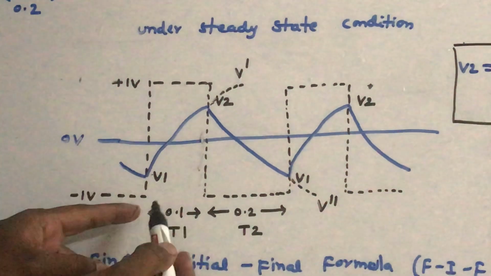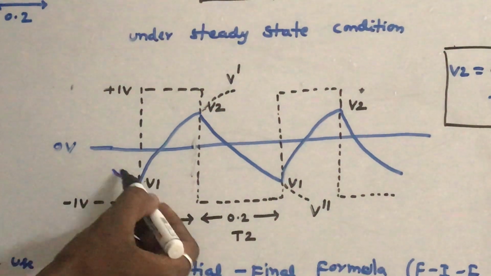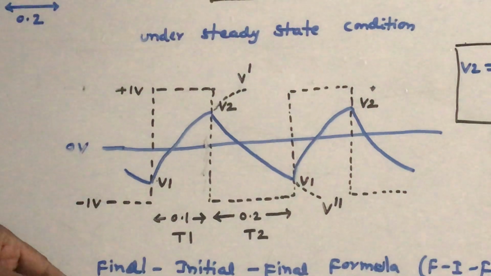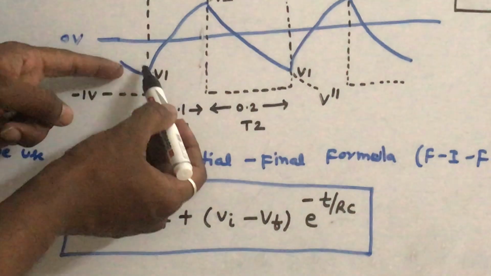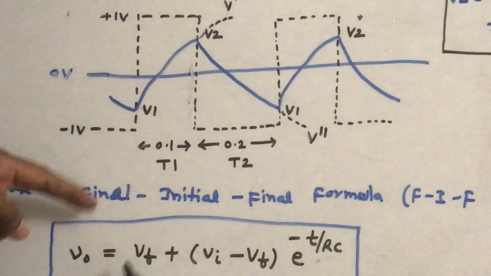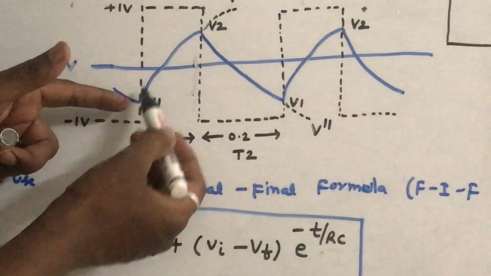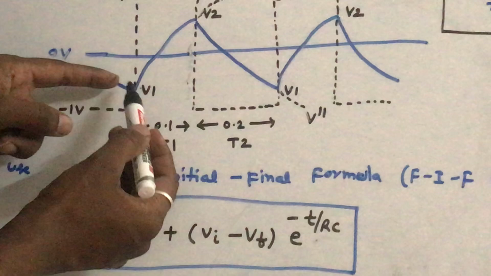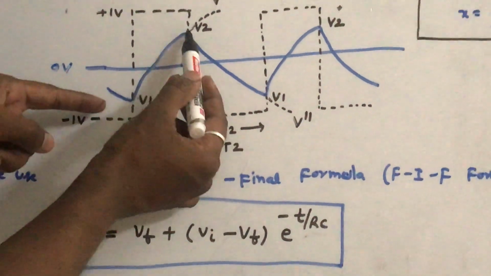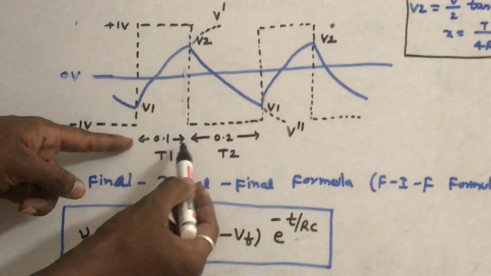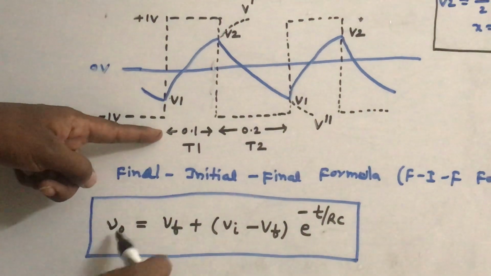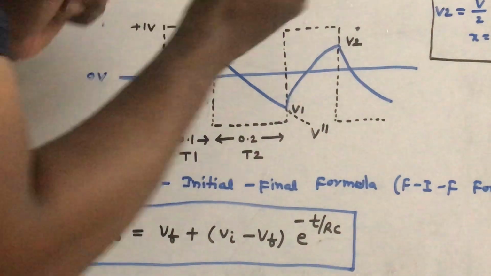Now, this is the waveform. We are applying this equation to this waveform first, and later we apply this equation to the other waveform. We get two equations, and if we solve these two equations, we get V1 and V2. That is our objective. So I am applying this formula to this graph at T is equal to T1. What is the output voltage? The output voltage is V2, so V0 is equal to V2.